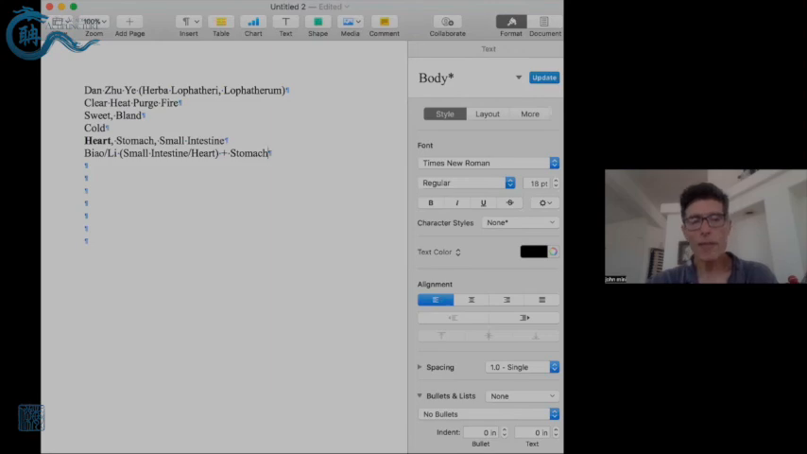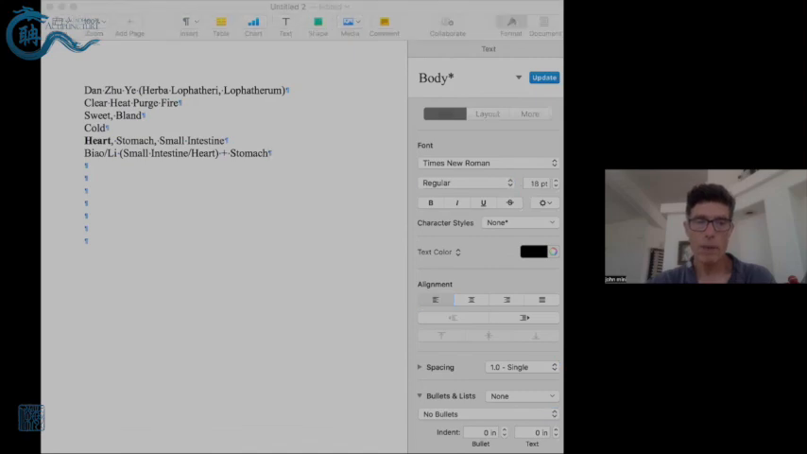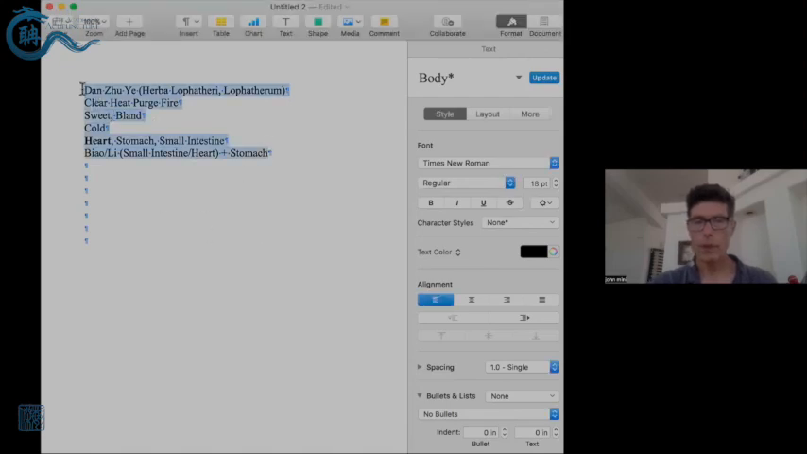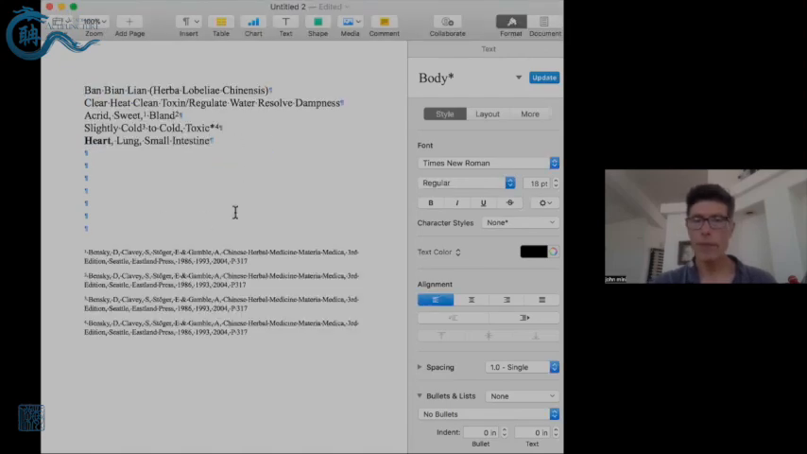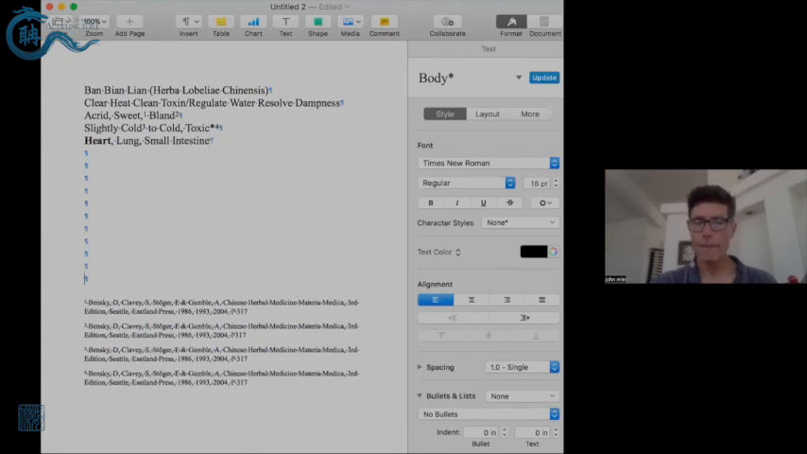What if there's some kind of a cancer involved, especially with stagnant fluid in the upper jiao? Maybe we could use ban bian lian. It's pretty toxic. But if it's cancer, we might need to use that toxicity. But that might be a part of the blood stagnation and the toxicity of the cancer itself.